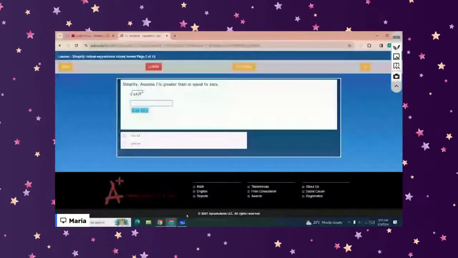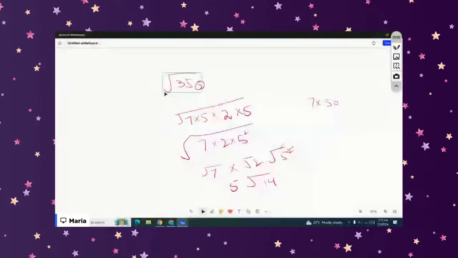So basically, you have to make the prime factors of the number that is given inside the square root, right? Like I made the prime factors for 350. These are the prime factors for 350. They are 7 times 2 times 5 squared. You can write the 5 squared outside the square root because the square and square root cancel out each other, right? So that is 5 square root 14.